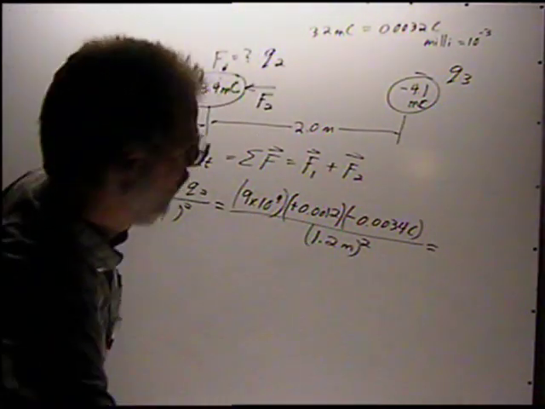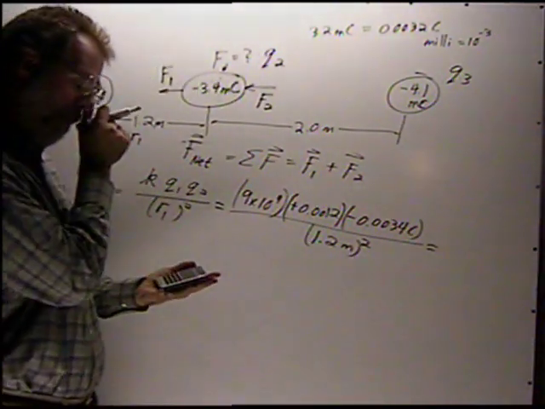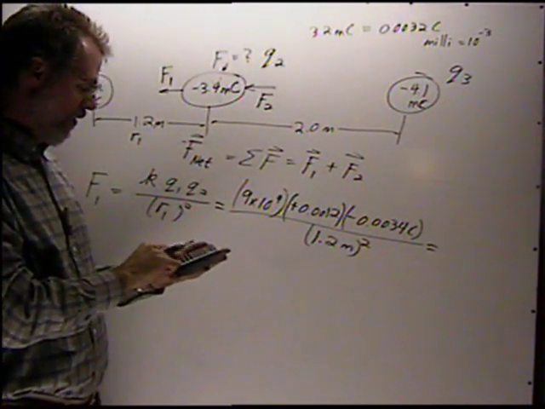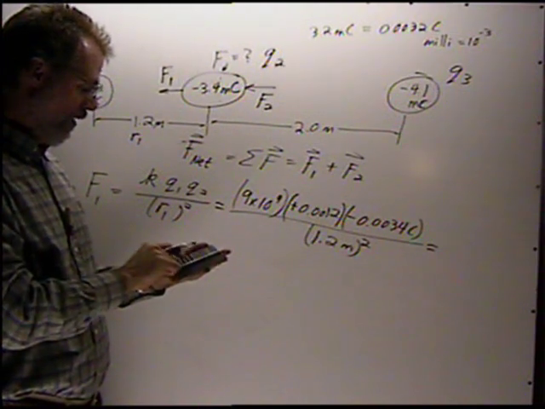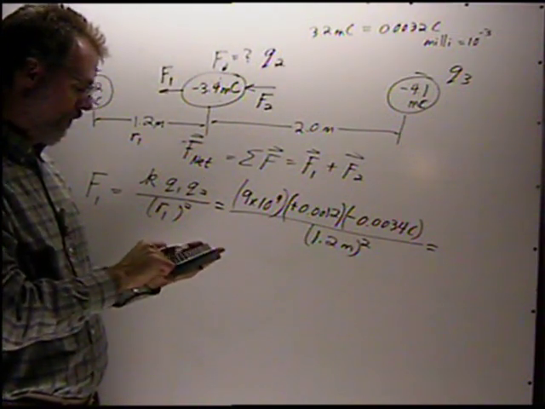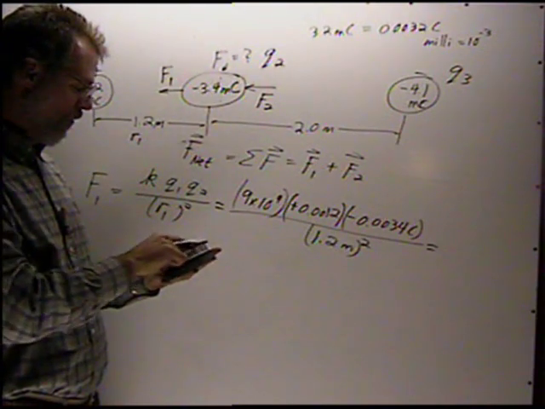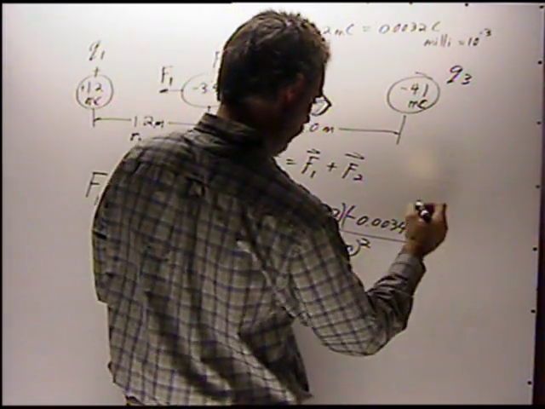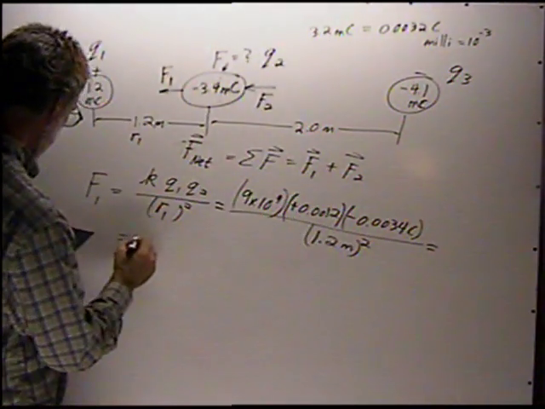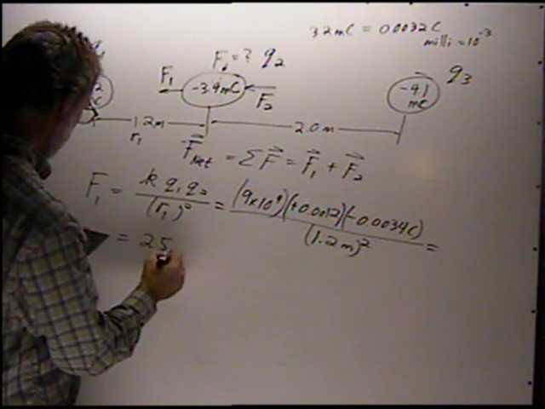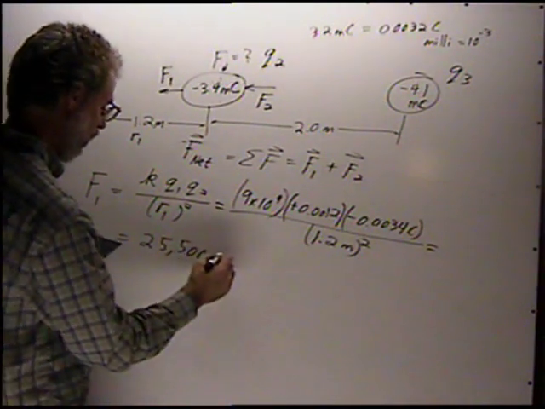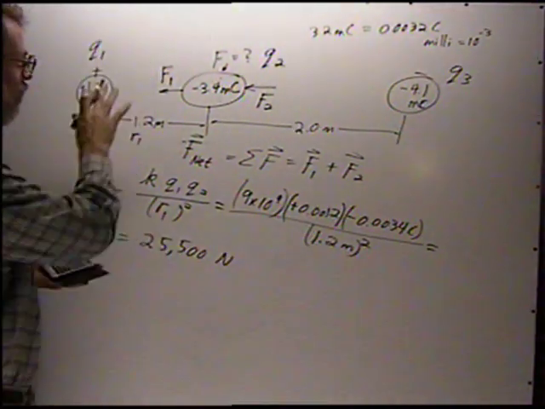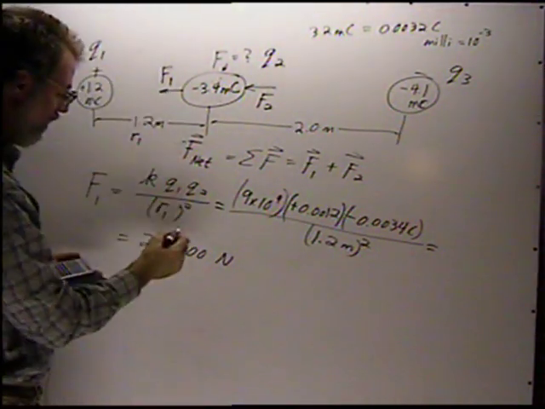And if I take my calculator, okay, 9 e to the 9th times 0.0012 times 0.0034 divided by 1.2, and I square that, and I get 25,500 newtons. The overall force is negative, but that's really just the orientation or direction of it. It's going to the left.